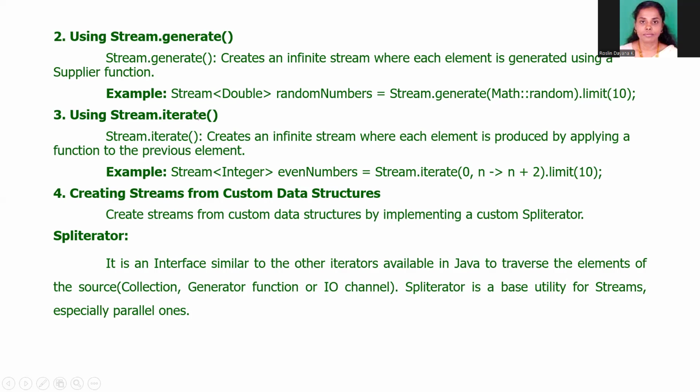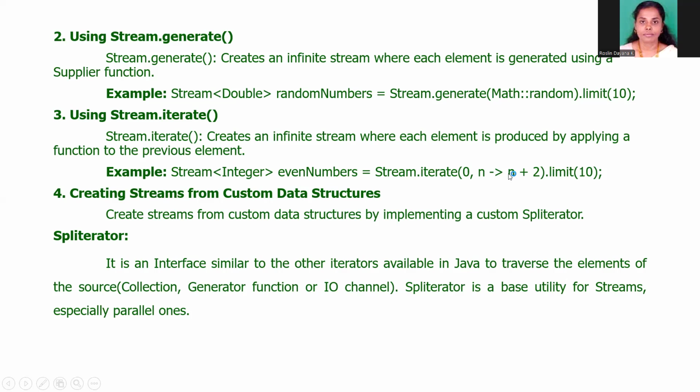Another method to create a custom stream is the iterate method. It is used to create an infinite stream where each element is produced by applying a function to the previous element. So in the iterate method, the first value will be maybe 0. In this example, Stream.iterate(0, ...). The next value will be computed by giving some condition. Here, the next value n is equal to n plus 2.